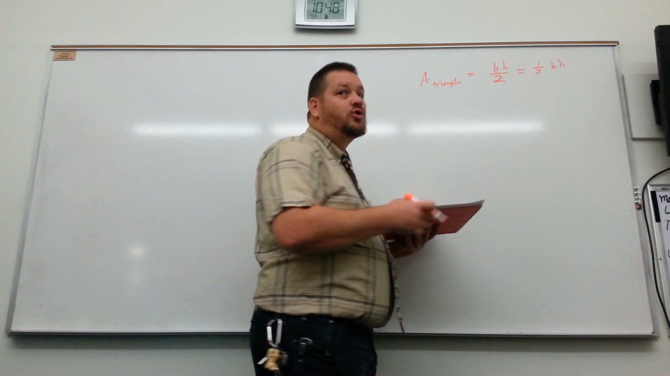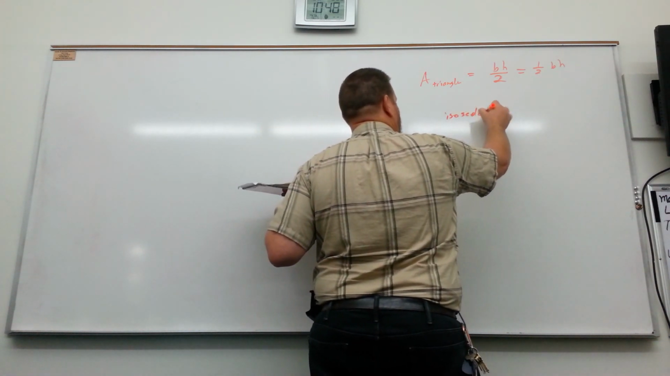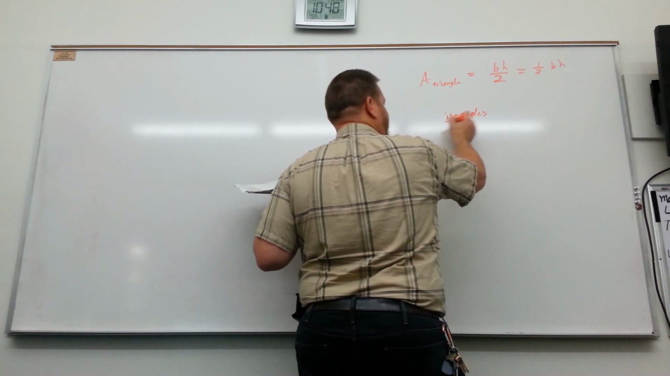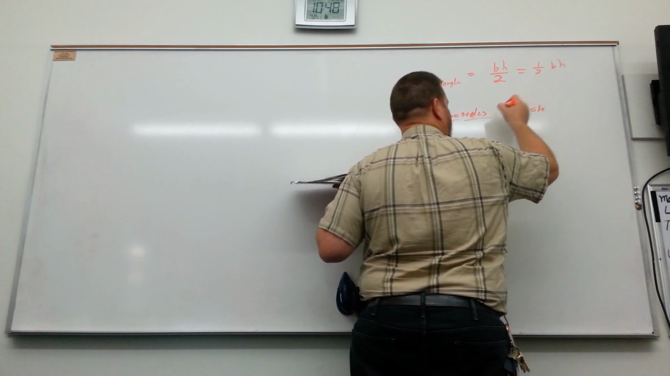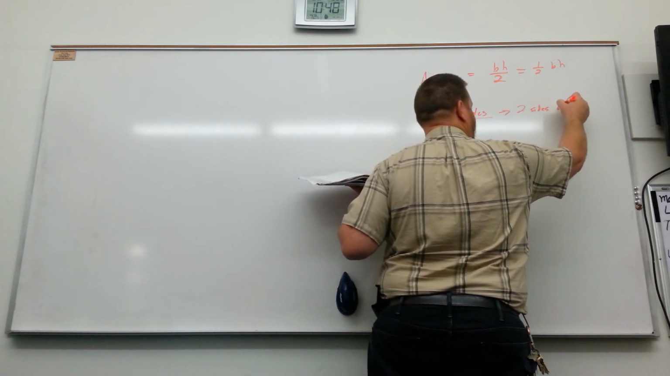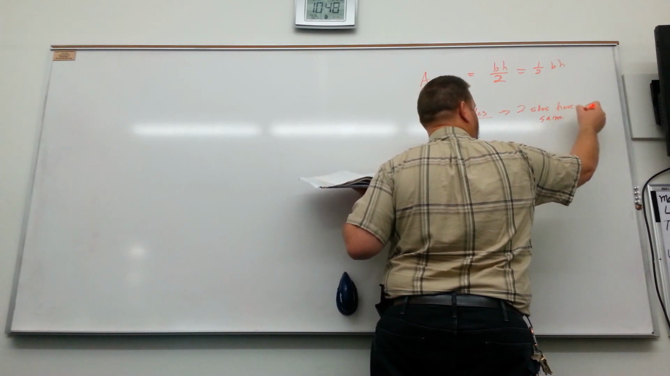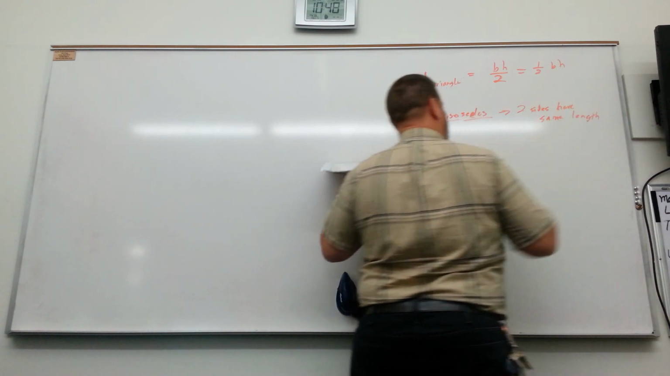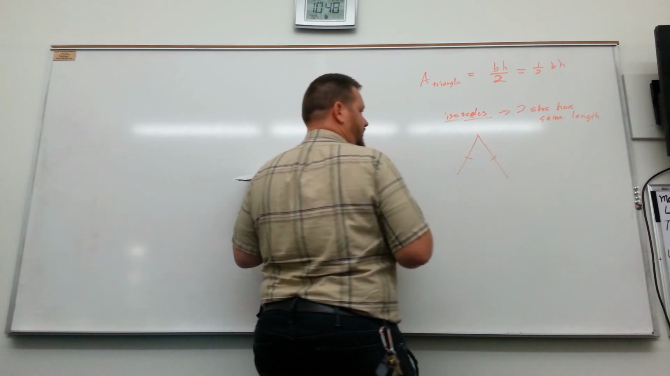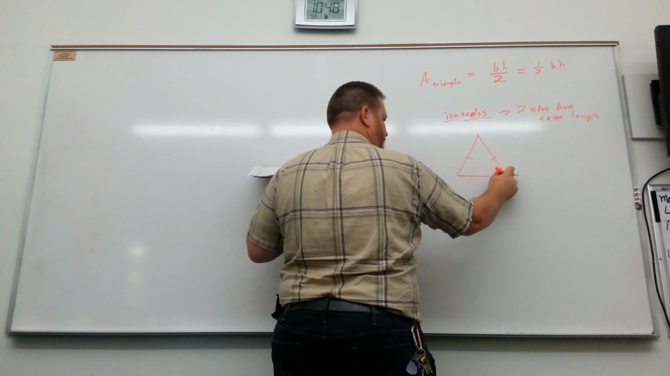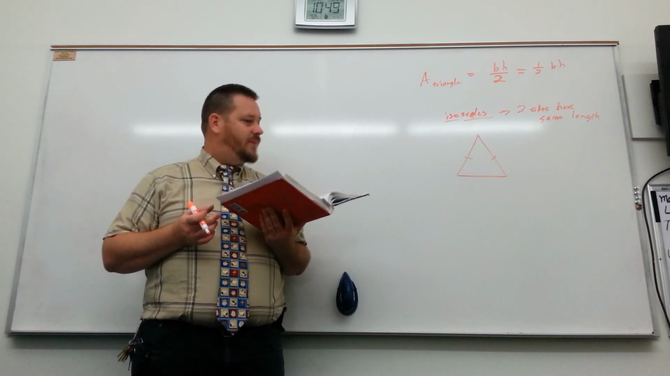And the way we usually write that, isosceles triangle, same legs is what that means. And it means that two sides have the same length. And usually we draw isosceles triangles with the congruent sides on the sides, and the third side is on the bottom.